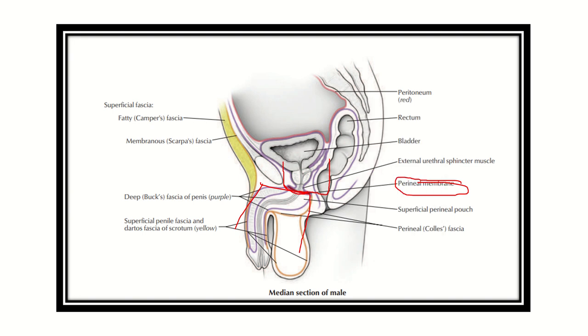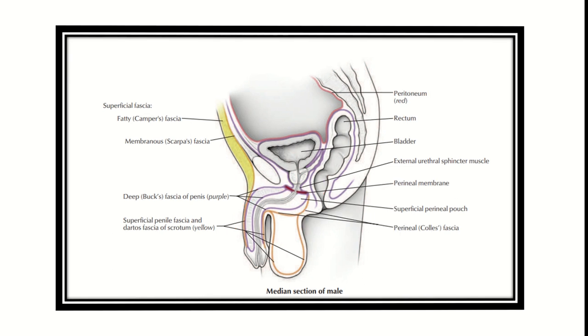So now I think it is clear, for any type of pouch, that means the superficial perineal pouch or deep perineal pouch, first of all we have to find out the perineal membrane. In front of it or below the perineal membrane is the superficial perineal pouch, and deep to it is the deep perineal pouch.